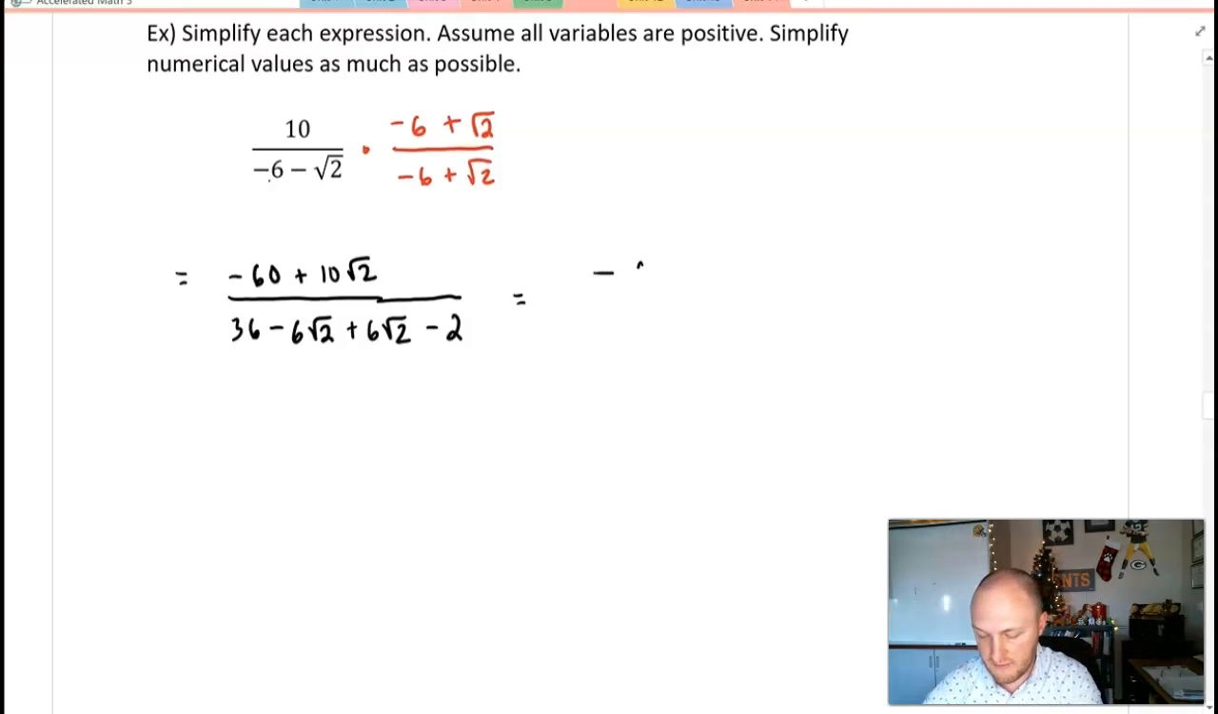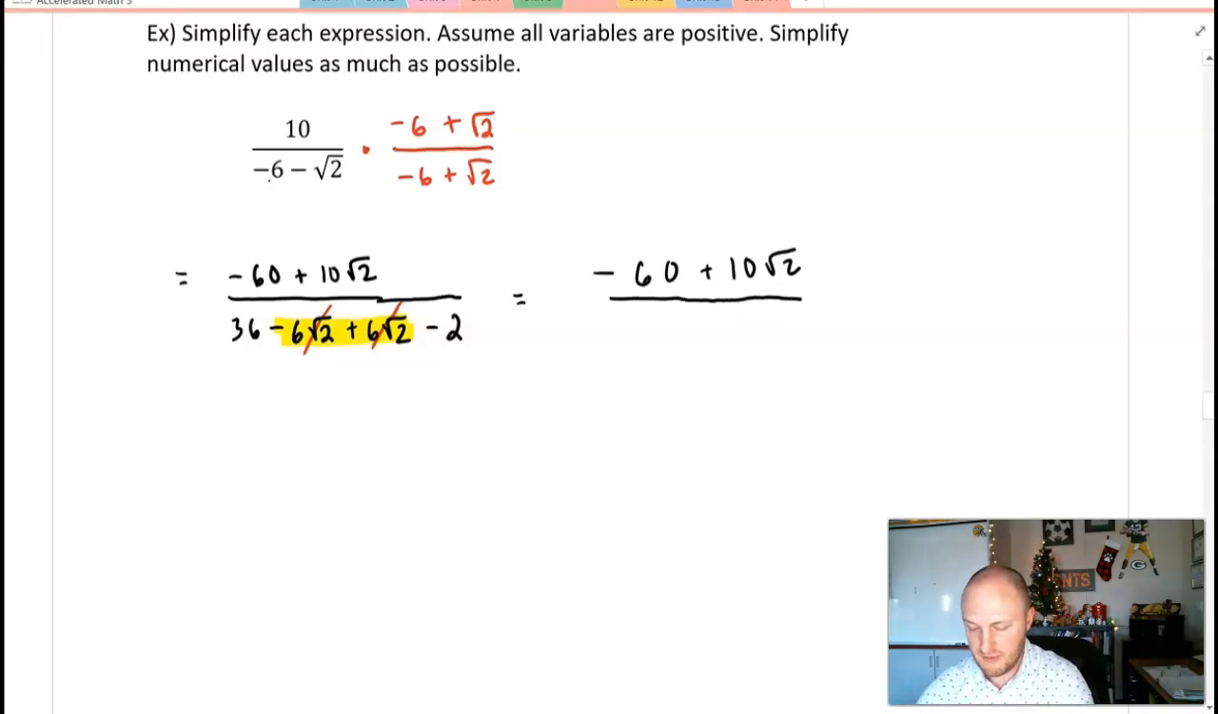Well, we have negative 60 plus 10 root 2. And again, the whole purpose of this, right, is so that our middle two terms cancel, getting rid of the radicals. So that worked, right? They're opposites. Bye. It's my favorite thing to do. Just getting rid of them.